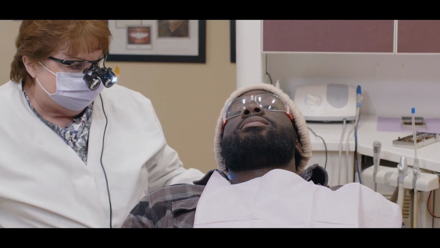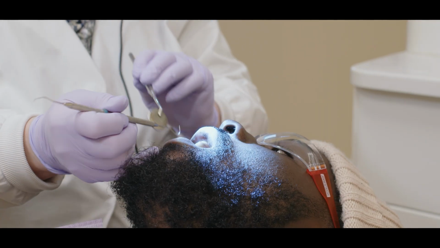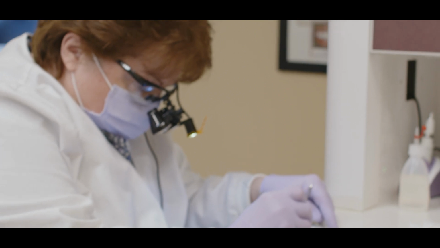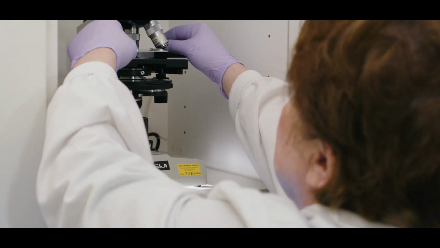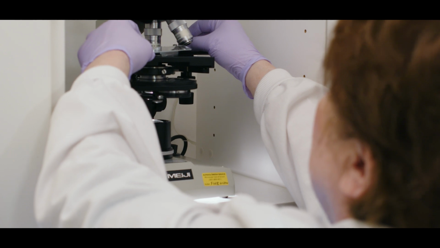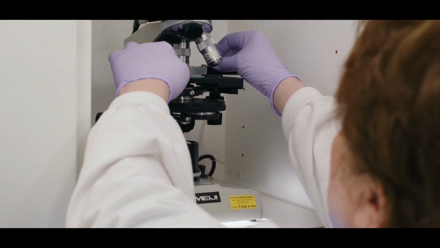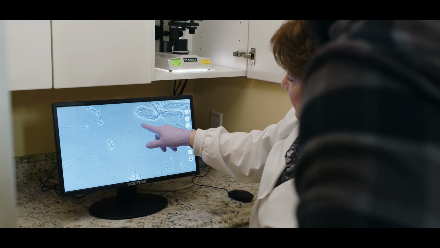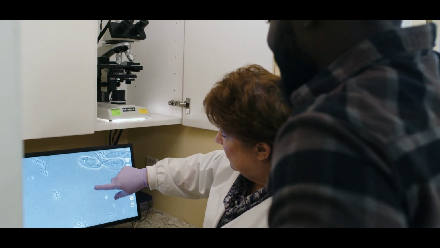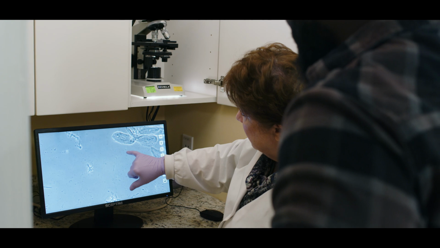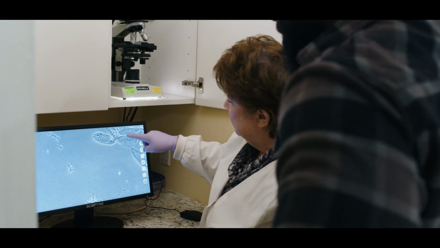Now, we take a sample of the plaque, we put it on the slide and add a little saline solution, and then we put it under the microscope, and it's amazing all the different things that we're going to be able to see. We see the plaque, we see the bacteria, we see white blood cells, we see red blood cells, and we also see some skin cells from the gums. So it's amazing what we can see.